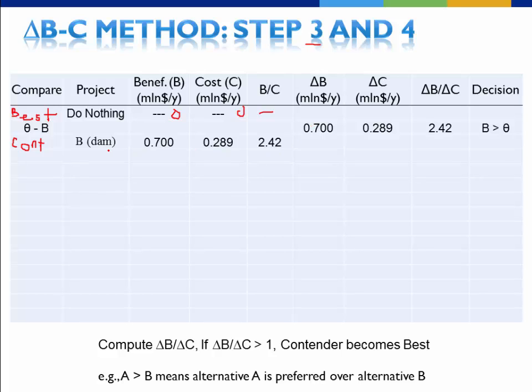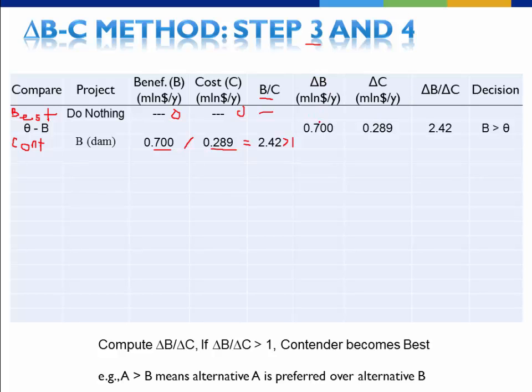For option B, this is the annualized benefits and annualized cost. So what do you do? You divide the benefits over the cost, and it gives you the benefit cost ratio. And if this is greater than 1, then we know that this is economically feasible. So at least we need to take a look at it. If this was less than 1, then we don't even look at it. We don't follow with the next steps.